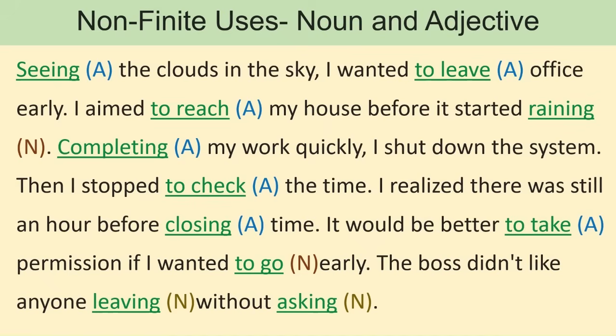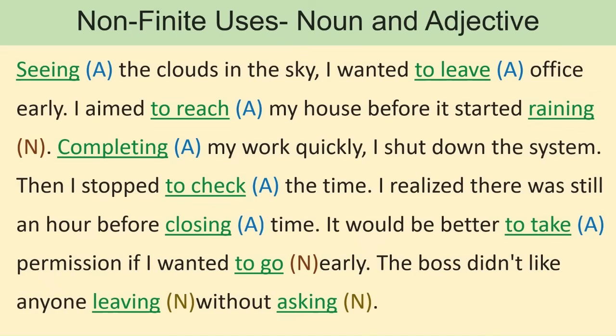Next line, I stopped. Stopped is the finite verb. Again, same line, I realized. Realized is a finite verb. Then you have the next one, it would be. Would be is the finite verb. Next line, I wanted. Wanted is the finite verb. Next, same line, the boss didn't like. Didn't like is the finite verb. These are all finite, but we are worried about the non-finite forms.